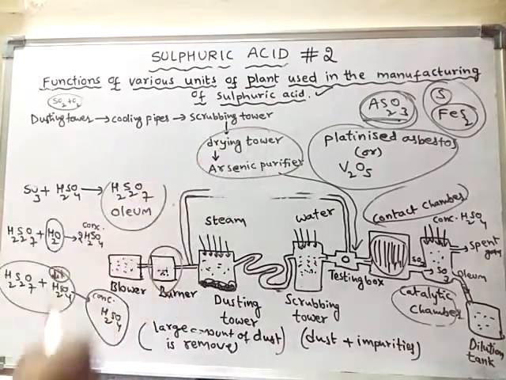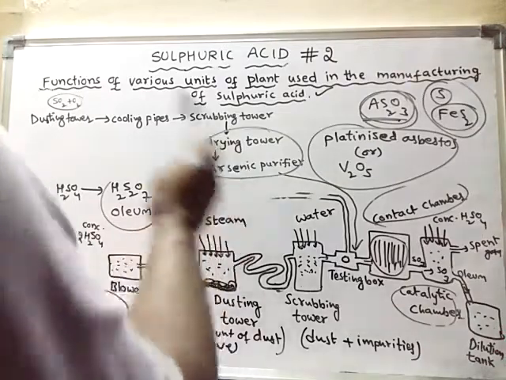In the drying tower, concentrated sulfuric acid will flow from the top, and it will remove the moisture present in the gaseous mixture. That means it will dry the mixture of SO2 and O2 with the help of concentrated sulfuric acid. And next, the arsenic purifier.